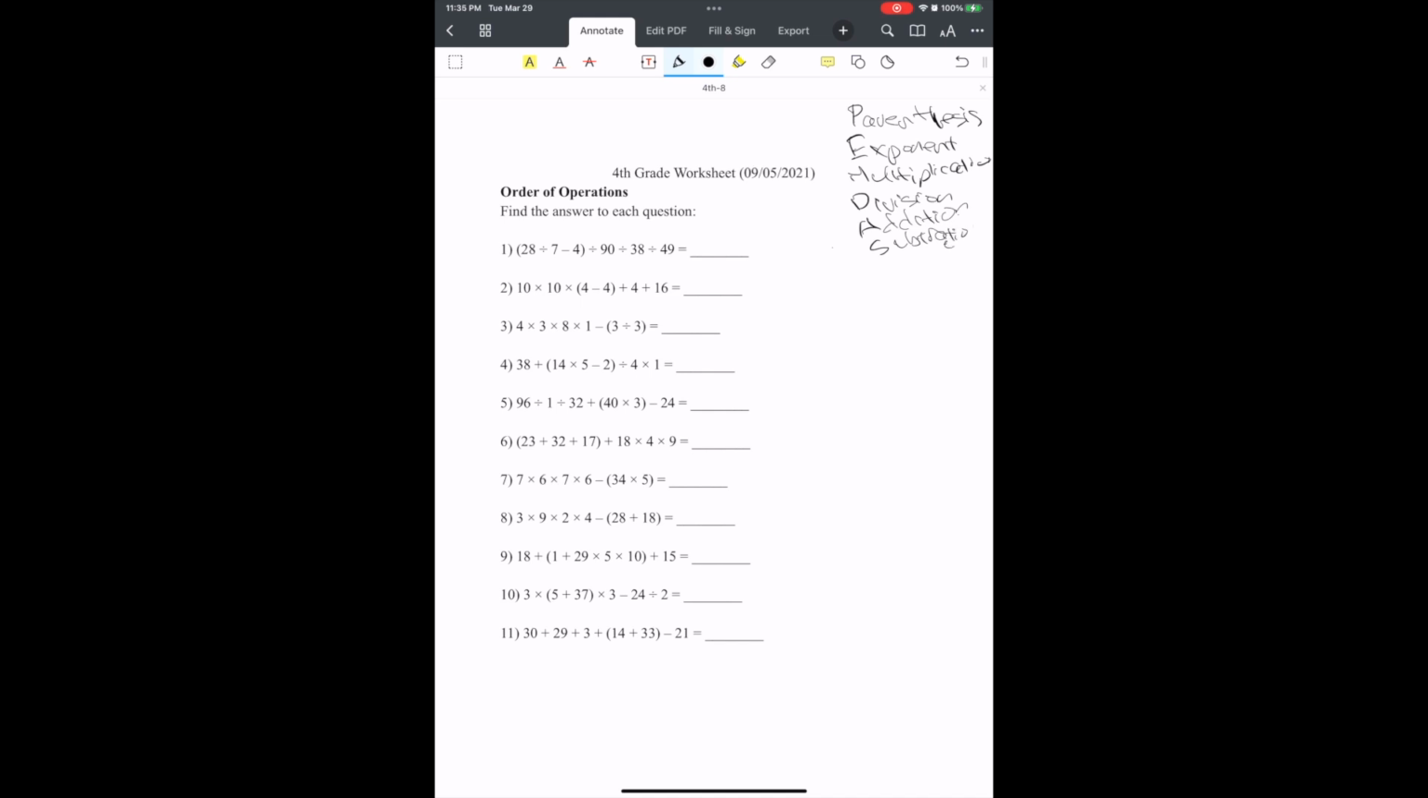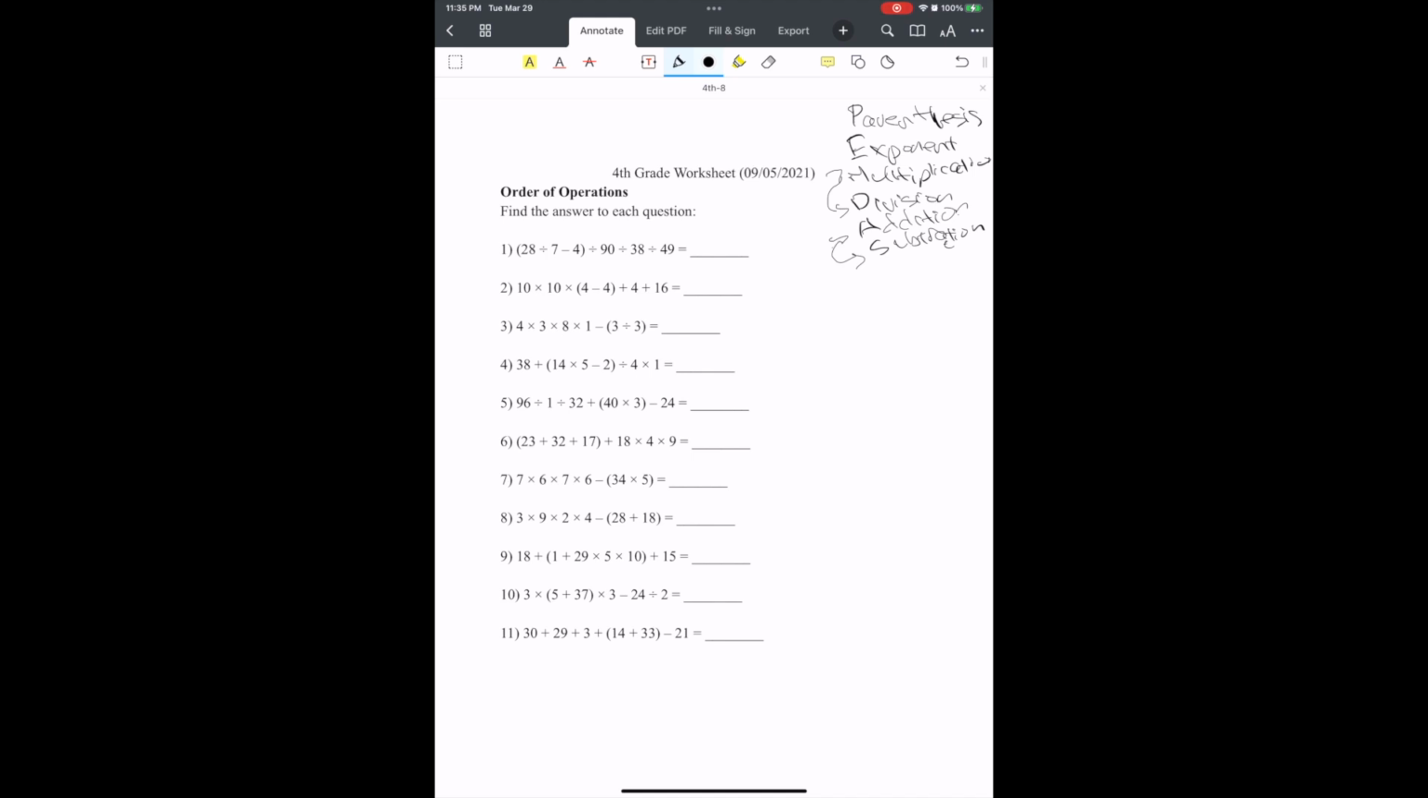Alright, so basically you go in the order of PEMDAS. However, M and D could be switched around and A and S could be switched around. It's basically you read it from left to right. So let's start off with number 1.